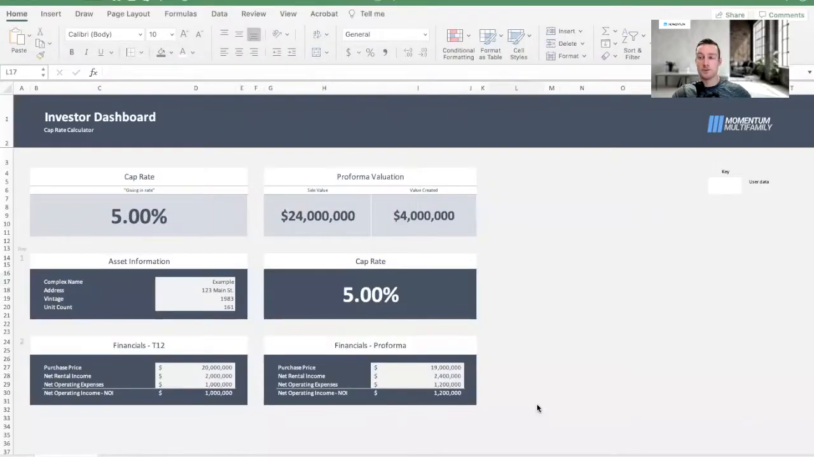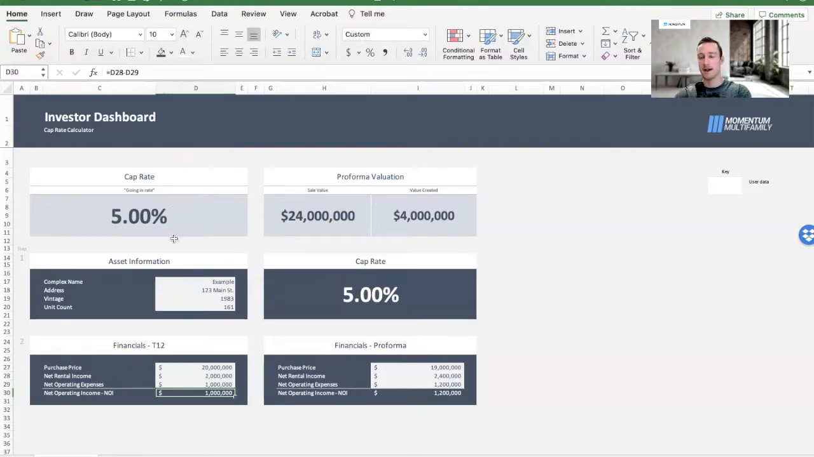So what I'm going to do real quick is share my screen and show you this cool little tool that we created to help you not only calculate it, but also see the value you can create using cap rates over the life of an investment opportunity. First, we're going to look at the going in cap rate. This example property at 123 Main Street was built in 1983 and has 161 units. We're looking at it for $20 million with a net rental income of $2 million and net operating expenses of $1 million. This calculates our NOI of $1 million.